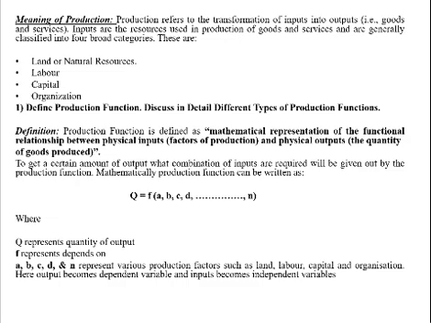What is production function? Production function is defined as mathematical representation of the functional relationship between physical inputs and physical outputs. To get a certain amount of output, what combination of inputs is required will be given out by the production function. Mathematically represented as Q = f(A, B, C, D, ..., N), where Q represents quantity of output, f represents 'depends on', and A, B, C, D and N represent various production factors such as land, labor, capital, organization. Here, output becomes the dependent variable and inputs become the independent variables.